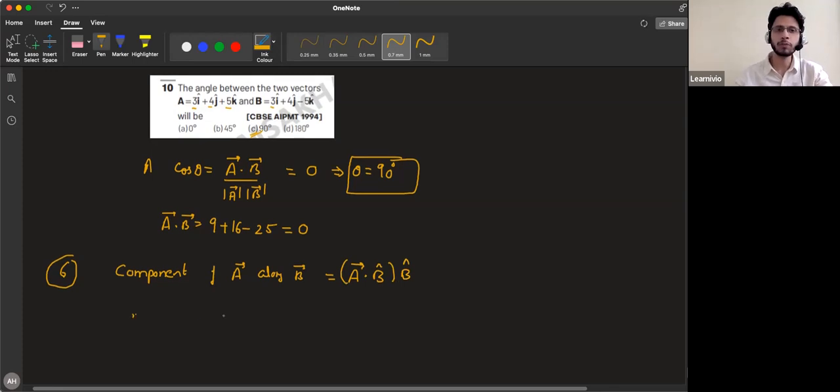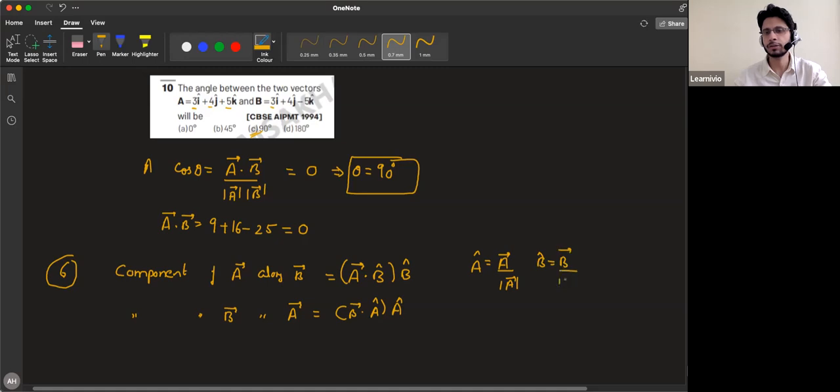Similarly, we can calculate the component of vector B along vector A. For that, we take vector B, take its dot product with A cap, and then multiply it with A cap. Remember one thing, A cap here is vector A divided by its magnitude, and B cap here is vector B divided by its magnitude. This is how we calculate A cap and B cap.